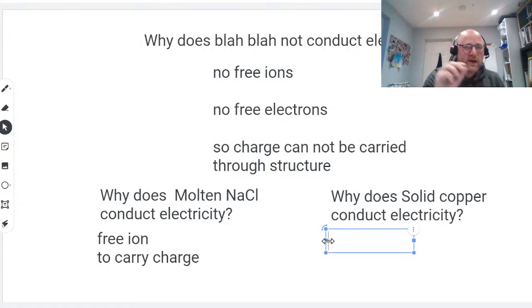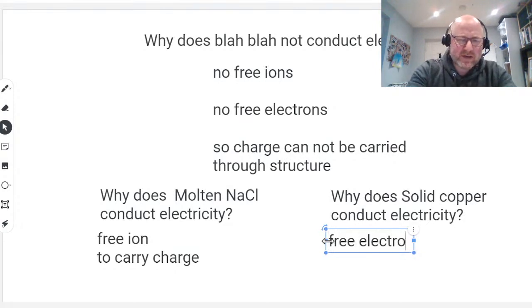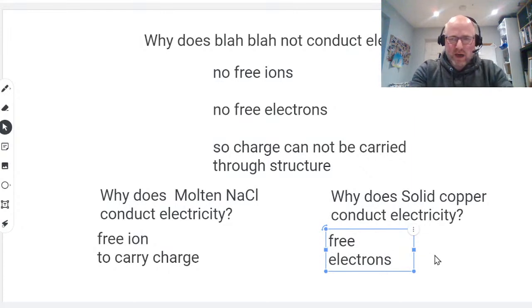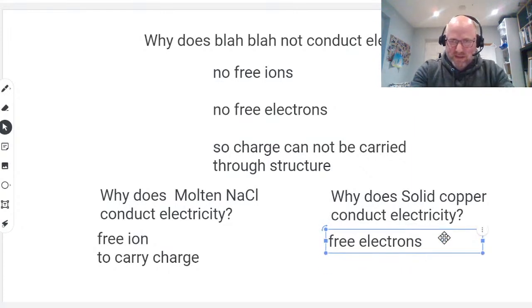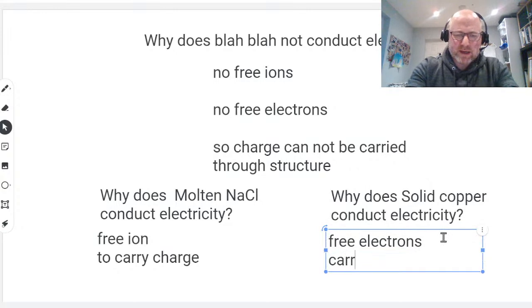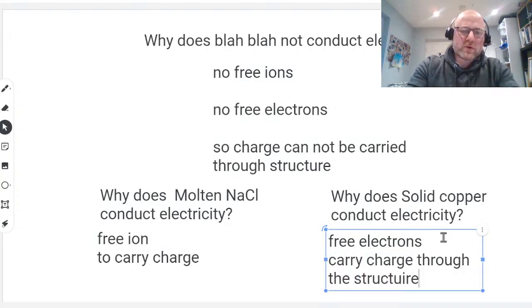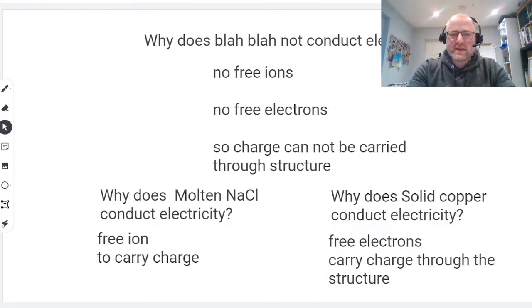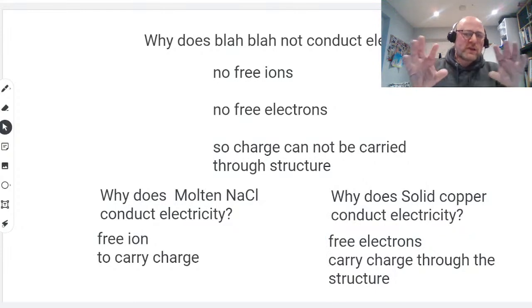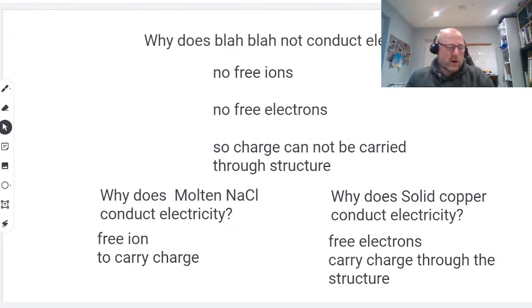And if you say free ions and free electrons, guys, you'll lose one of the marks. So you need to say for metals and graphite, they have free electrons. A better word is delocalized, but all exam boards accept free electrons nowadays. So free electrons carry charge through the structure. Graphite and metals have free electrons. So there's two different answers depending on whether they ask you about melted ionic or solid copper.